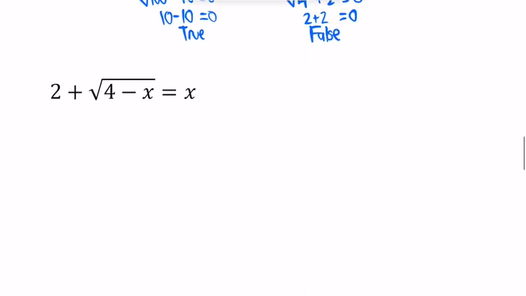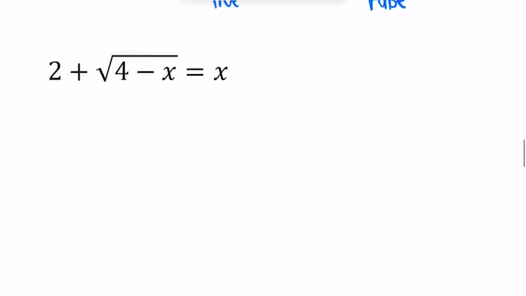If you would like to try the next problem, pause the video now and resume when you're ready to see the solution. Here, to get the root by itself, we need to get rid of that 2 at the beginning before we start squaring things. So to get rid of a positive 2, we subtract 2 from both sides. This leaves us with the equation the square root of 4 minus x is equal to x minus 2.